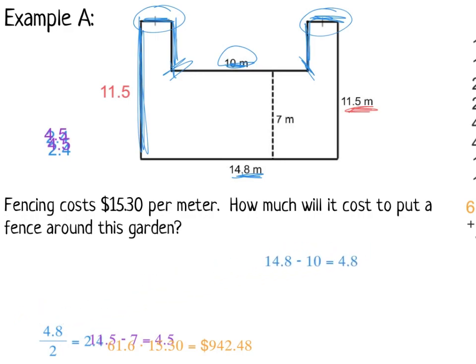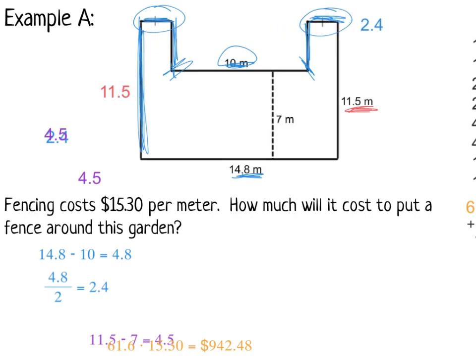So I'm going to take 14.8 minus 10, and that's going to leave me with 4.8. But I'm not just finding one missing side, I'm finding two missing sides. So I'm going to have to divide that 4.8 by 2. When I do that, I get 2.4. So I know that each of those sides is 2.4 meters.